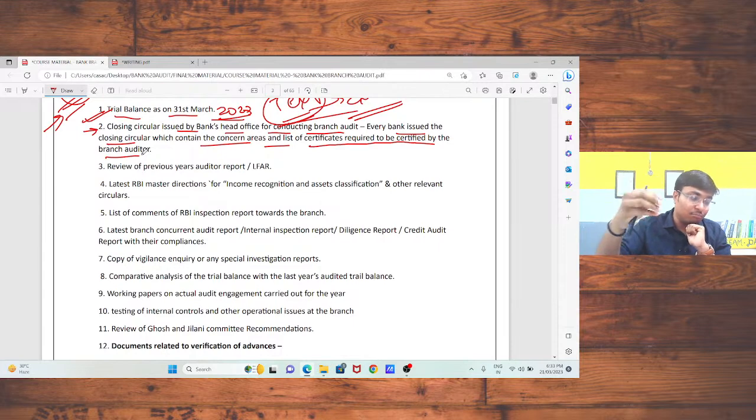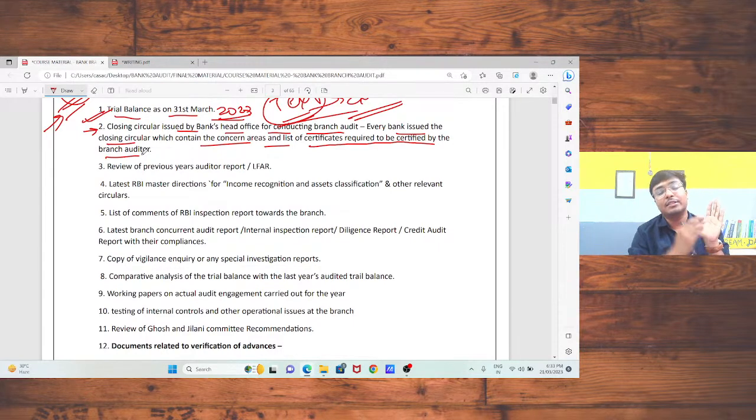Just taking one example, the bank manager gives you the interest subvention certificate at the end. When you are going to leave that branch, the bank manager comes and says, sir, this certificate is also mandatory, so just sign on that. So this is our responsibility.